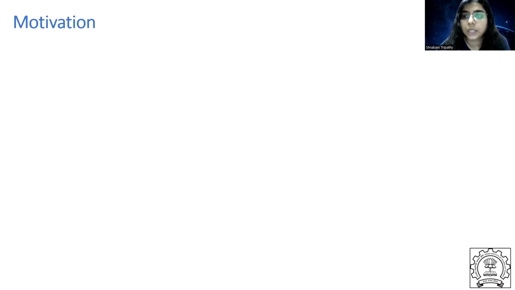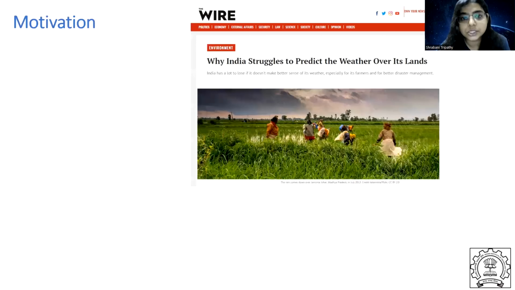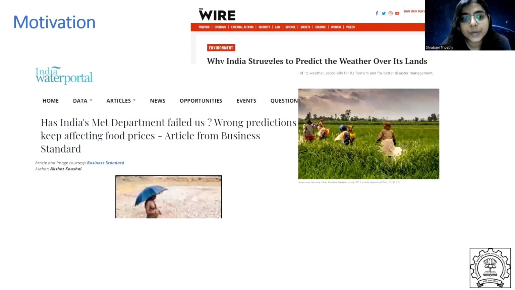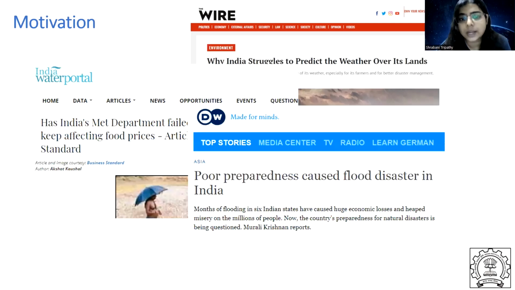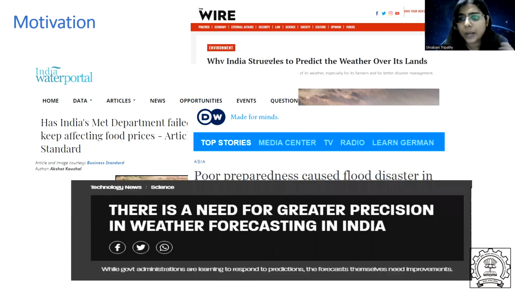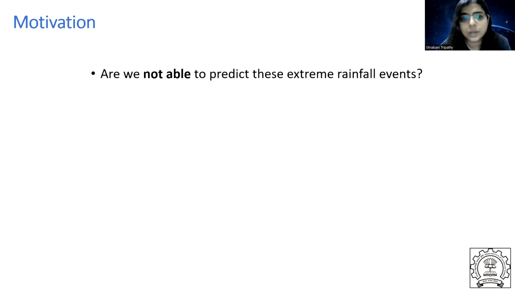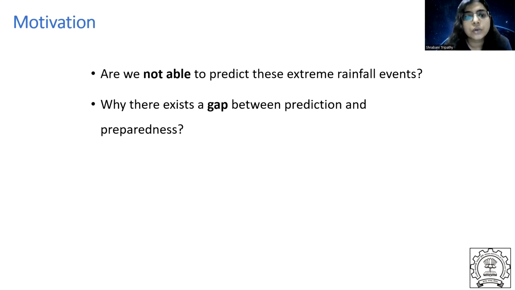Whenever we open a newspaper or a news channel or any social media website nowadays, we come across such articles which question the predicting ability of extremes and the losses we are suffering from every day in different parts of the world. And these articles bring questions to our minds such as, are we not able to predict extreme events correctly? Why does there exist a gap between the prediction and preparedness? And can these losses be minimized?